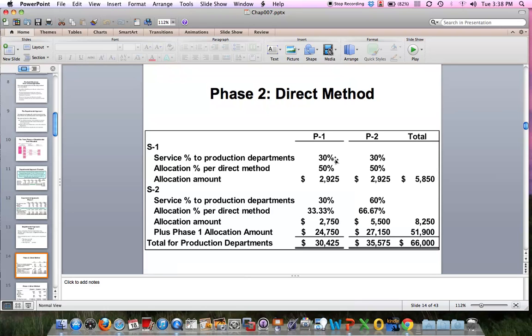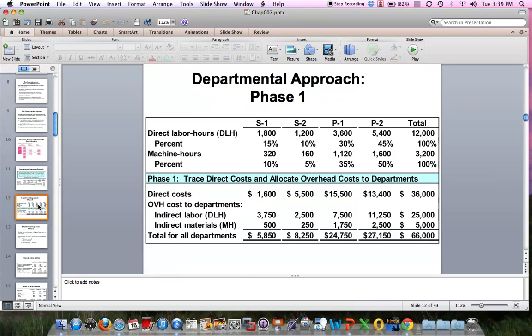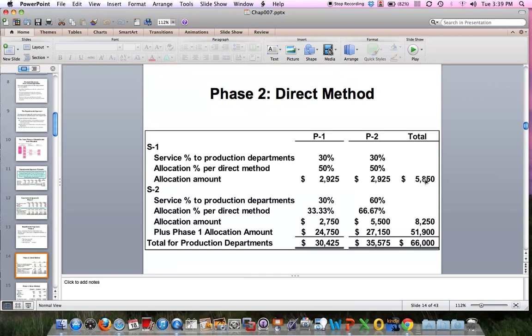Okay, so if I take 30 divided by 60, I get 50%. And so the direct method means we're going to take that 5,850 of Service Department 1 cost, which came from the prior screen, or basically 2 screens ago right here, this 5,850, and you'll see the same calculation on the top of 228 again. So we're taking that 5,850 and allocating it to the 2 production departments.